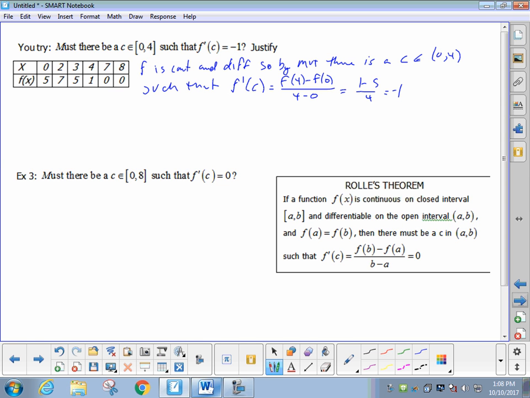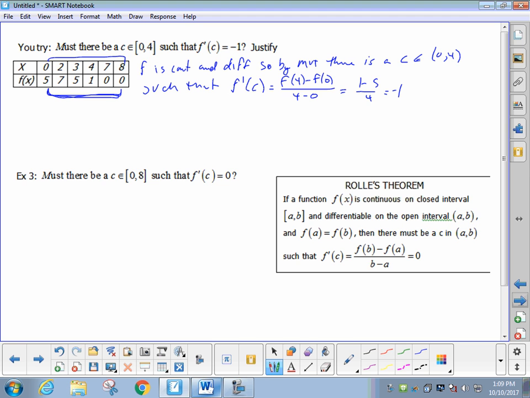Yes? No? Okay. Let's gradually get a little rougher. Say you have that same table, working from the same table. Must there be a C in 0 to 8 where the derivative is 0? Well, look at 0 to 8. That rate of change is not 0, so do I say no? Average rate from 0 to 3 is 0.